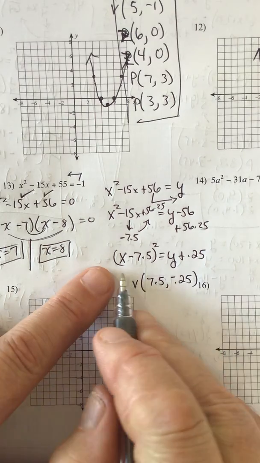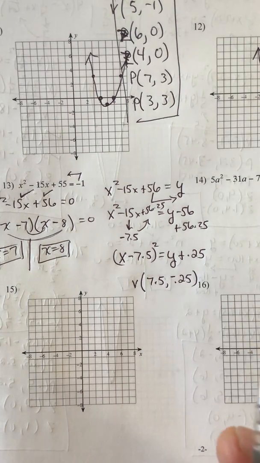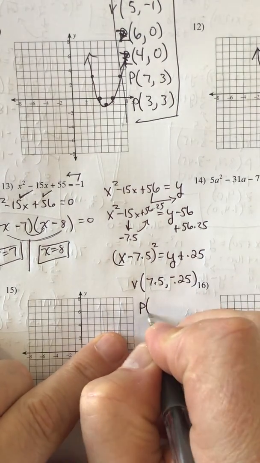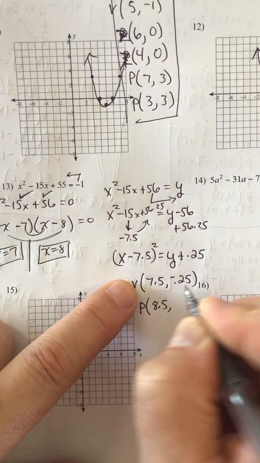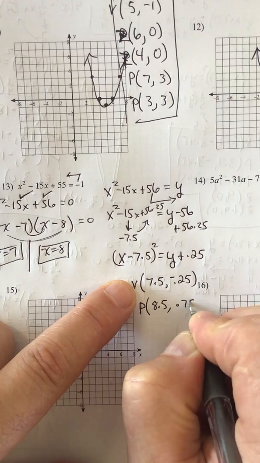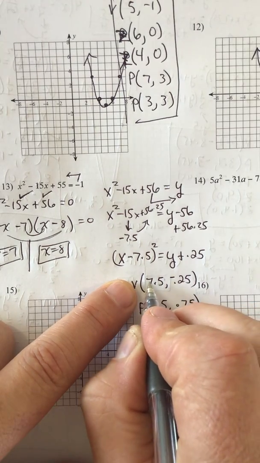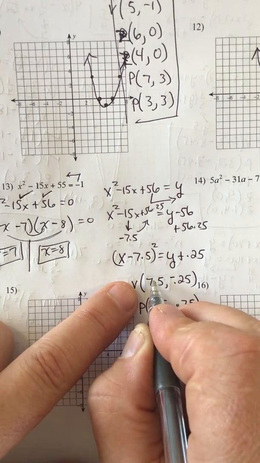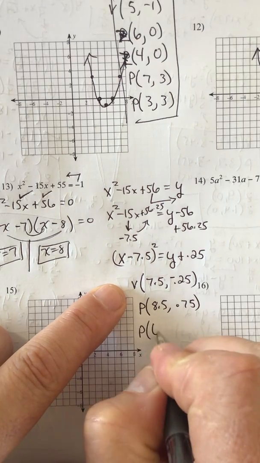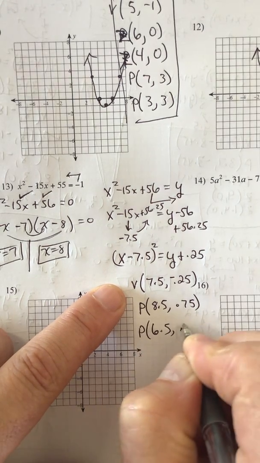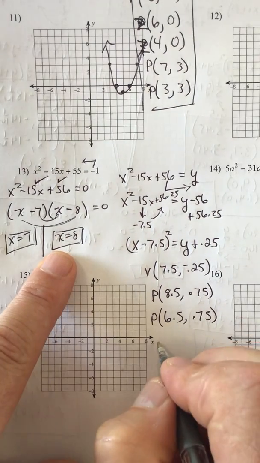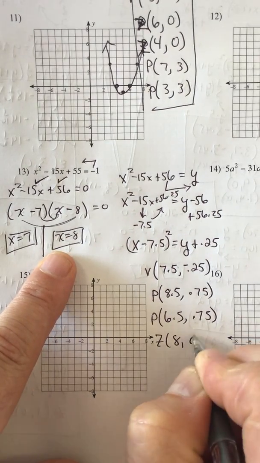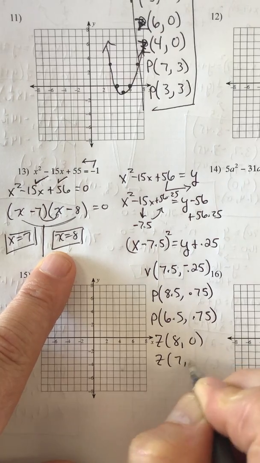Okay, the multiplier is just 1, so it's over 1, up 1. So the next point over 1 on the x will be 8.5, and up 1 from the y will be 0.75. Then going over 1 the other way, 7.5 back 1, puts that at 6.5, up 0.75. The zeros are at 8, 0, and 7, 0.